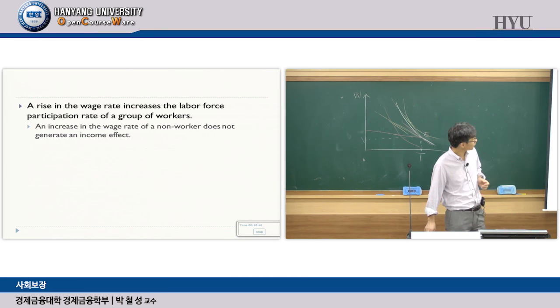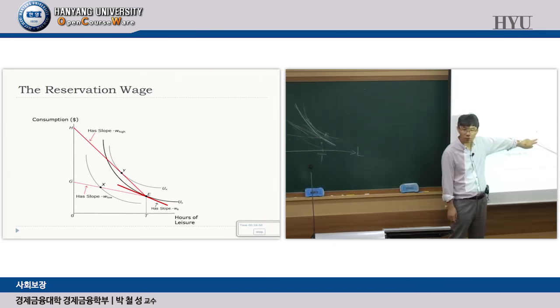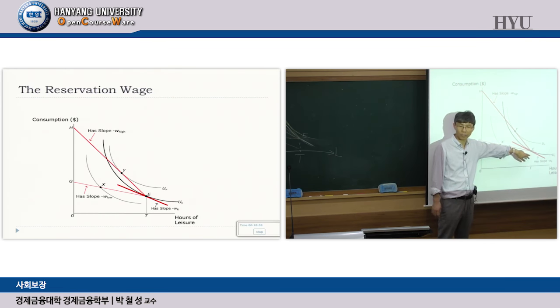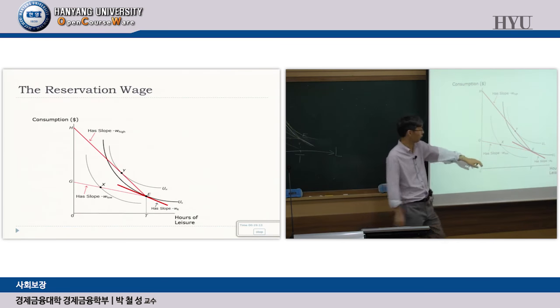Now let's think of the second one. What affects an individual's reservation wage? First, the reservation wage will depend on the shape of the indifference curve. If the indifference curve is flatter, the reservation wage will be lower. If that indifference curve is steeper, then the reservation wage must be higher, because it just depends on the slope.